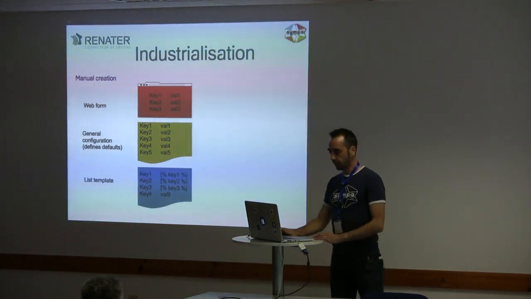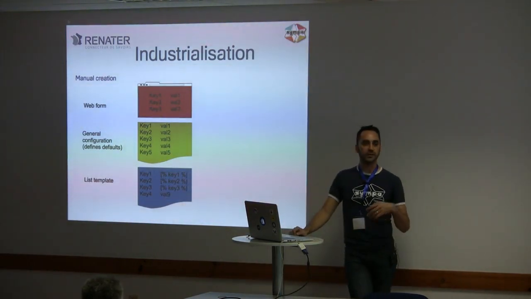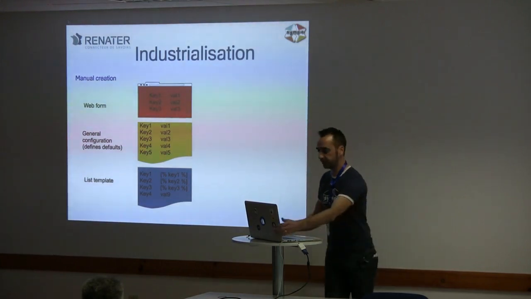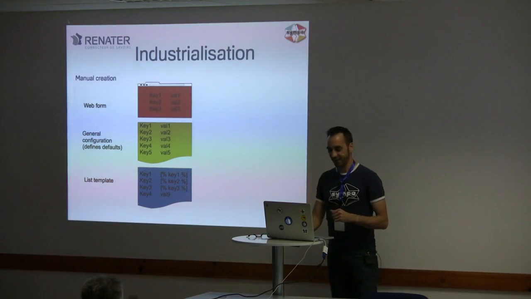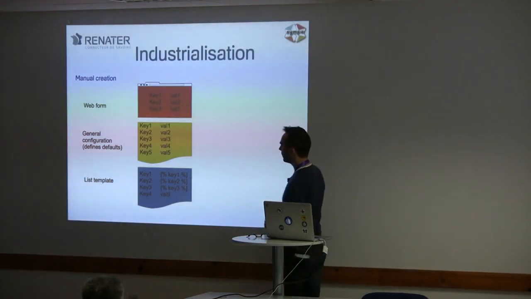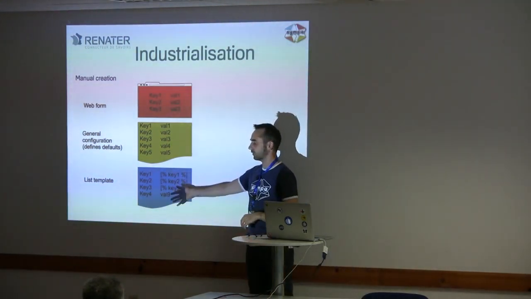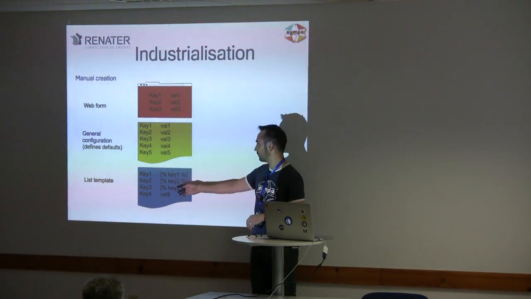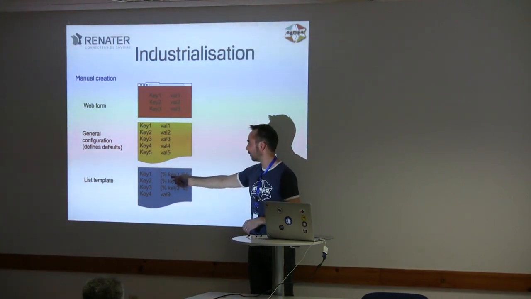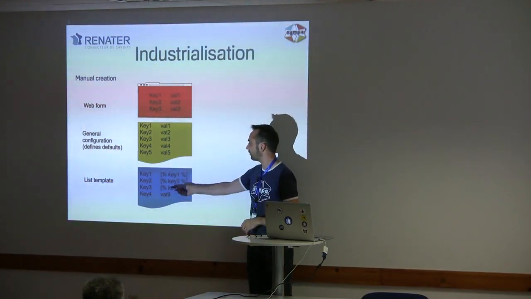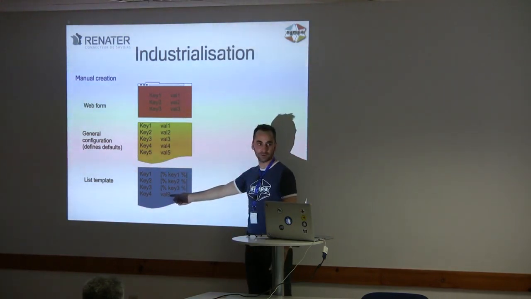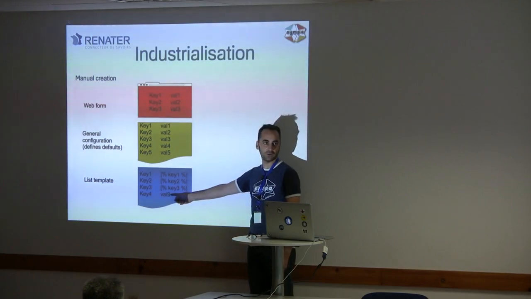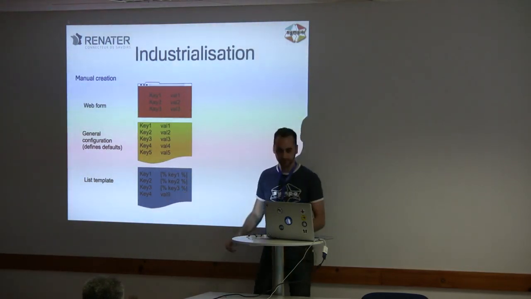And you also have a list template. It's a TT2 file, a Template Toolkit file. Basically, it has the same structure as the final configuration file of Sympa, just instead of values, for some of the parameters, we have placeholders. And for some of them, we can also set fixed values. That means any list created with this template will have this value when it's created.